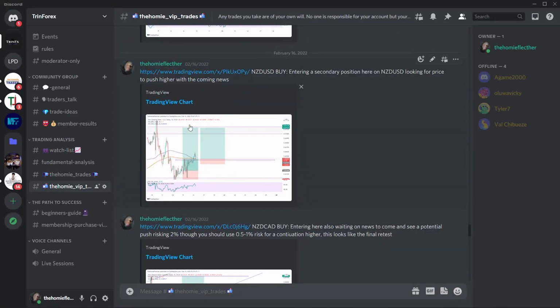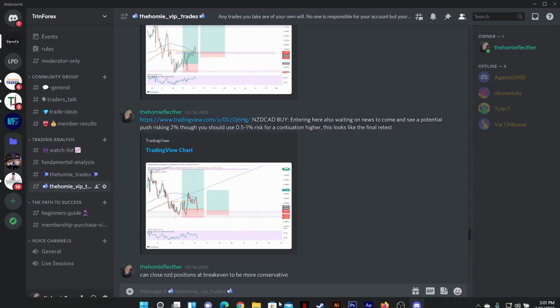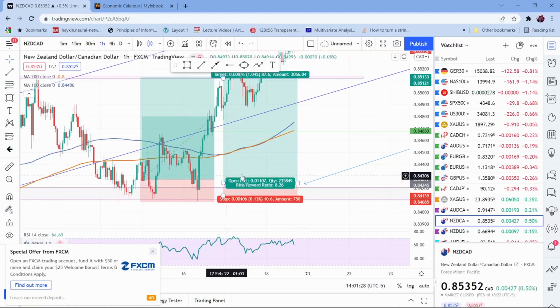This was around, I don't have the timestamp, but I think it was right around that area that we did have the news released, right? NZD CAD buy, entering here, also waiting on news to come and see a potential push, risking 2%, though you should use 0.51% risk for a continuation higher. This looks like the final retest, and so said, so done. It indeed was the final retest, right?